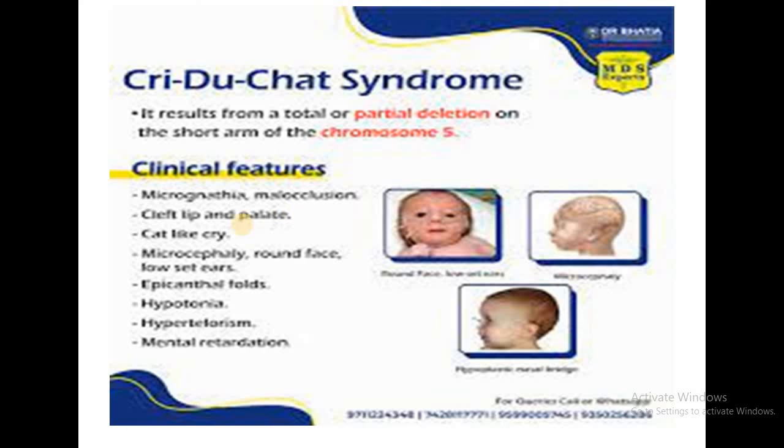and also they have a round face, low set ears, epicanthal folds, hypotonia, and the person who is suffering with this syndrome has severe mental retardation and a short lifespan. So the child is weak and has a feeble cat-like cry, so it is called cri-du-chat syndrome. So this is related to the chromosomal abnormalities.